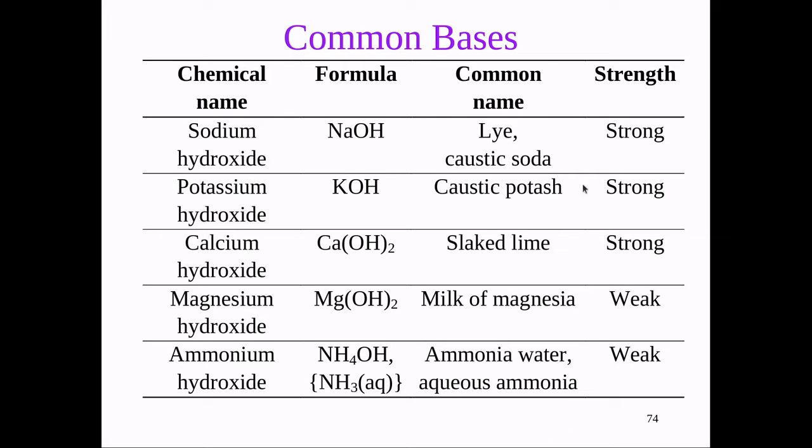There are many different common names for them, things that we are probably pretty familiar with. Lye has been used in soap making. Potassium hydroxide, this caustic potash, is used as a fertilizer. Milk of magnesia is magnesium hydroxide. And the ammonium hydroxide we talked about before is a cleaner. When we add ammonia to water, we get ammonium hydroxide. And then we have their strength along here because these are electrolytes just like the acids were.